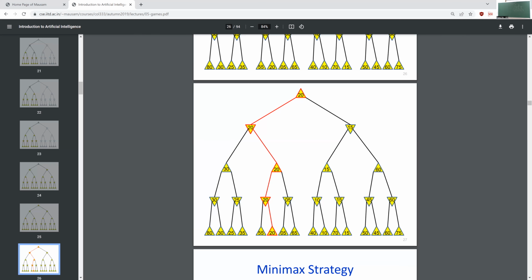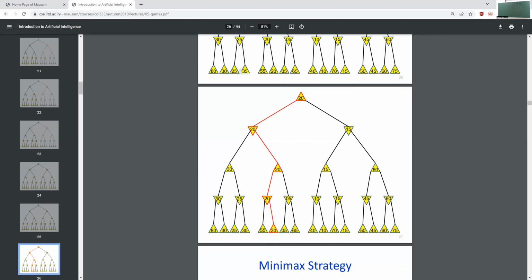You can verify. For example, let's say the AI agent goes to 20. Now your opponent, instead of going right, goes left, so it comes to the node 30. Now the AI agent has two options. No matter which option it takes, it will always get a gain which is minimum. So the AI agent is going to play as per the strategy, which is go left.